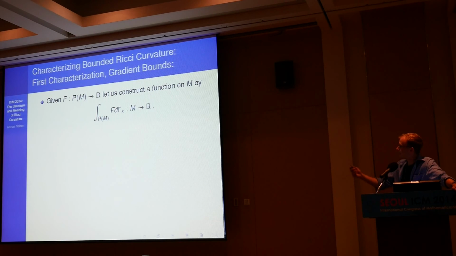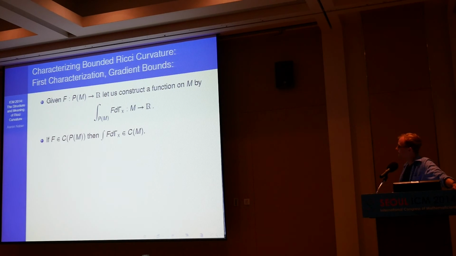Take f, and now for every point x in the manifold, we have a measure. So the natural thing to do is to integrate. We get a function on M simply by, for every point x, taking the Wiener measure gamma sub x and integrating f with respect to this. And one thing to note is that if f is continuous as a function on path space, then this function is continuous on M. This is basically just the statement that these measures upstairs are varying continuously in the weak topology. It's not so hard to prove.